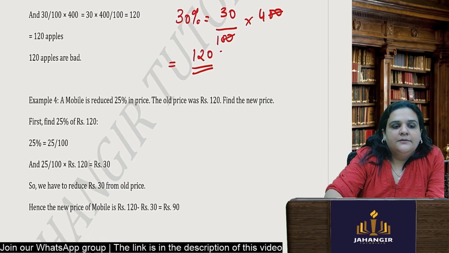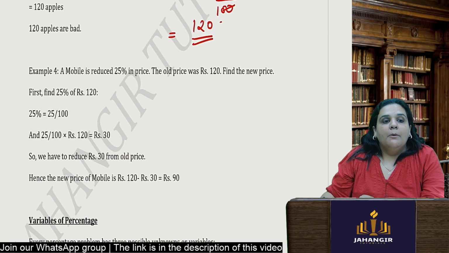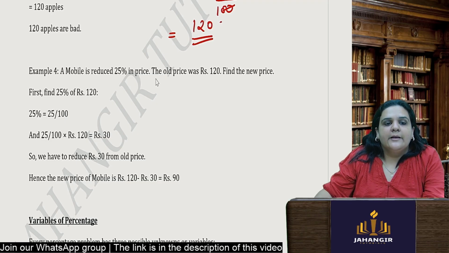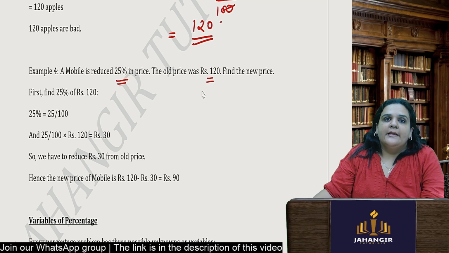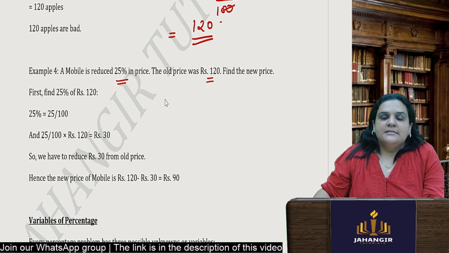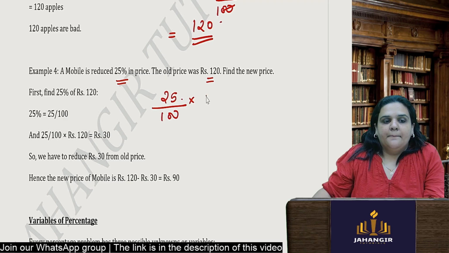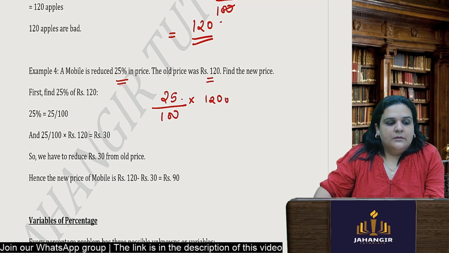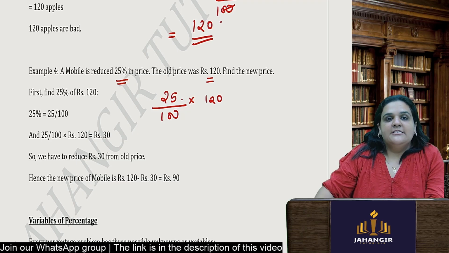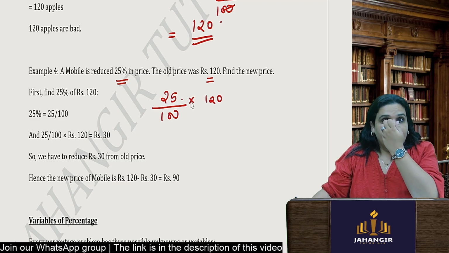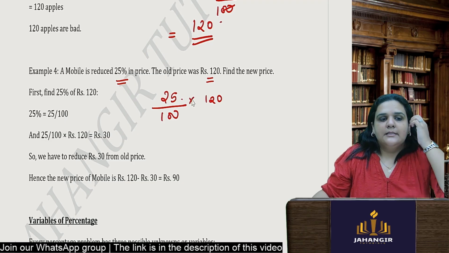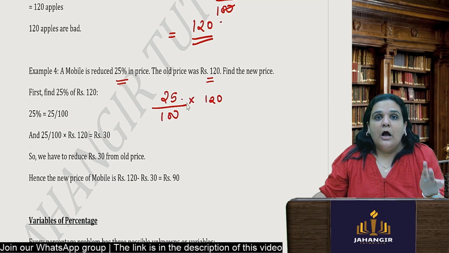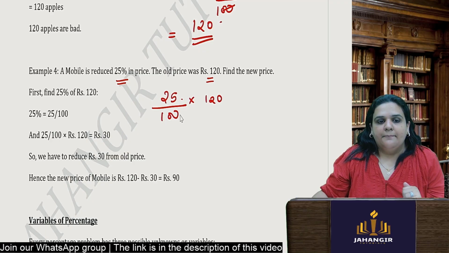Now see this. A mobile's price is reduced by 25%. The old price was 120. We have to find the new price. First I will have to find the reduction, and the reduction is by 25% of the price at which it was already selling. A mobile was selling at 120 rupees and there is a reduction in the price by 25%. So how much is 25% of 120? This is what I have to find.